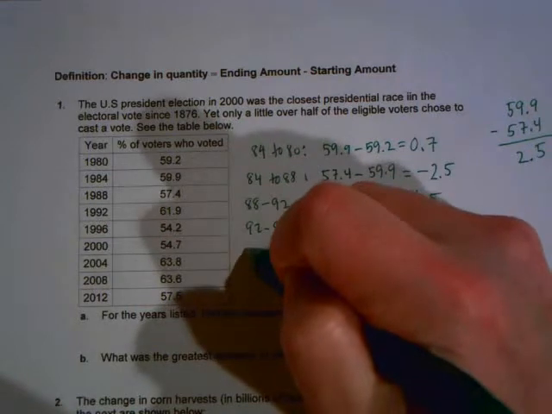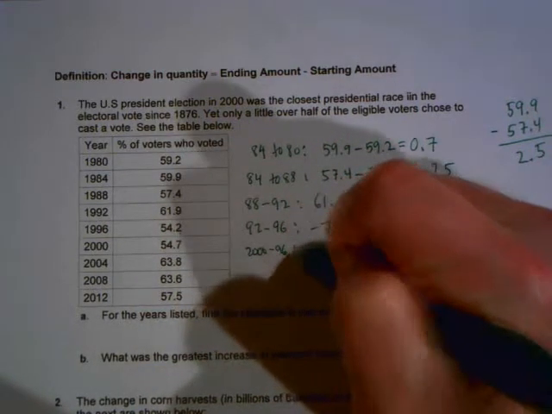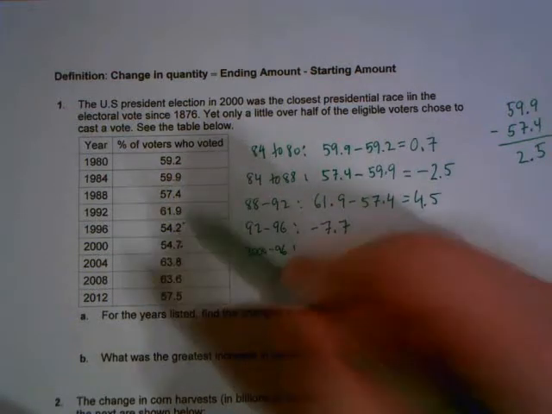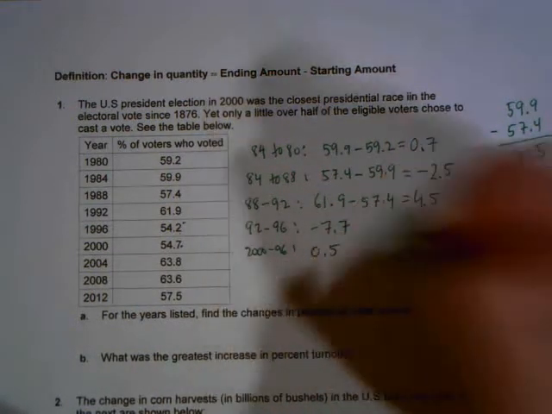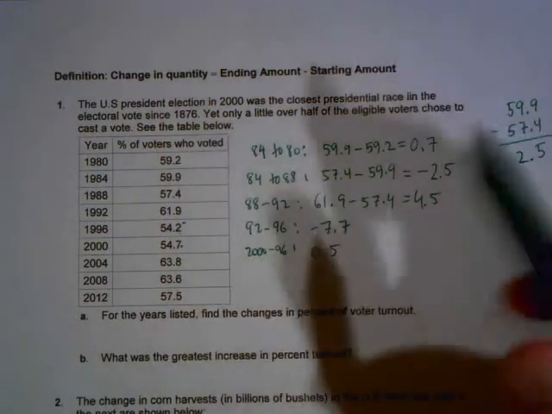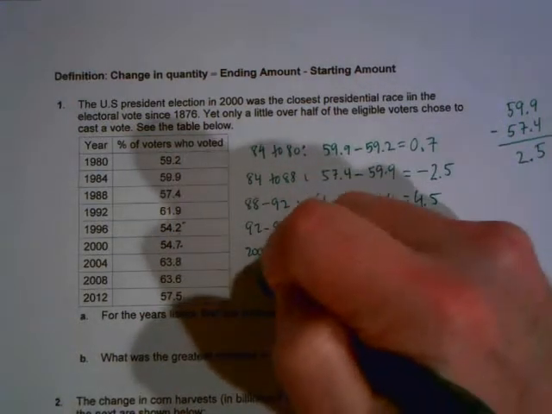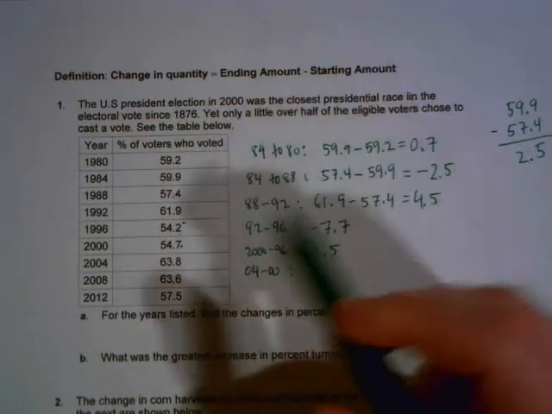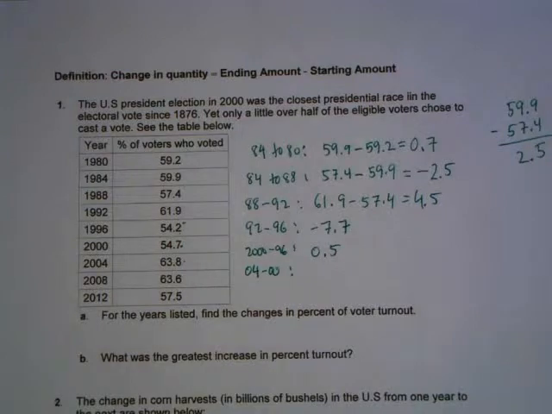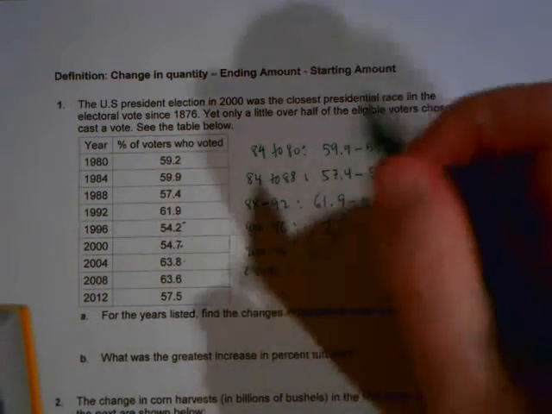From 2000 to 96, we have 54.7 minus 54.2. I don't need a calculator for that one. That one's 0.5. From 04 to 2000, we have 63.8 minus 54.7. That's 9.1.